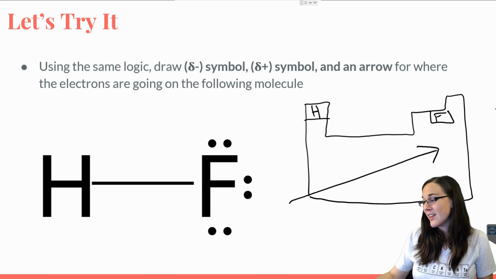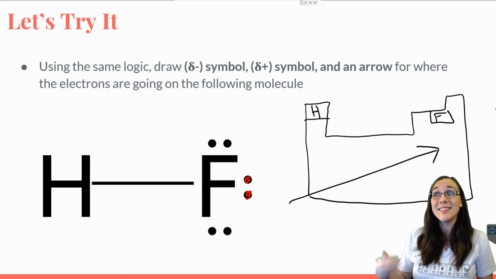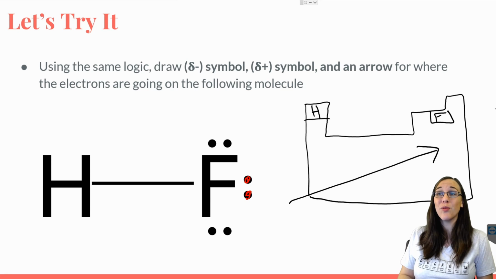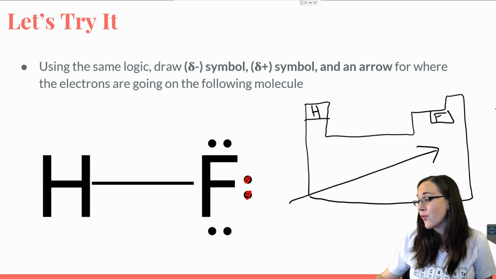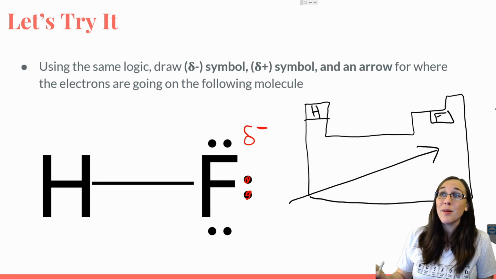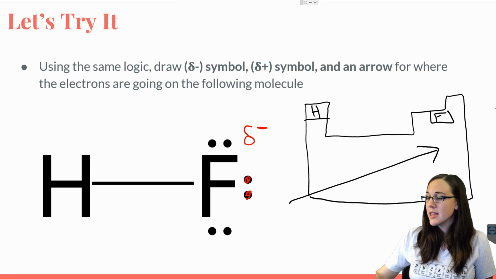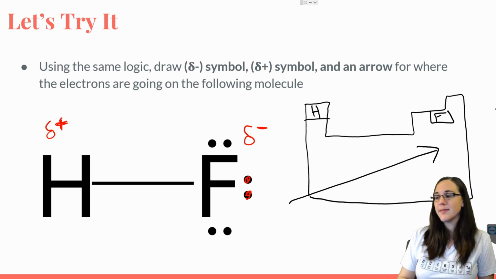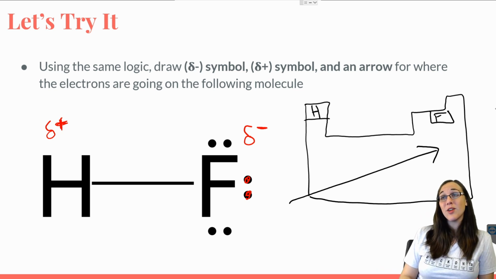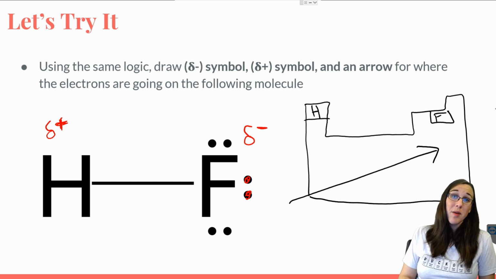In fact, that's what these dots are indicating. The electrons, they're hanging out with fluorine. That's where they want to be. So in this case, the fluorine is going to be slightly negative. And where the electrons are not hanging out, where they're not attracted to, is becoming slightly positive. Excellent. That's how we would draw our slightly positive and slightly negative on an actual molecule.